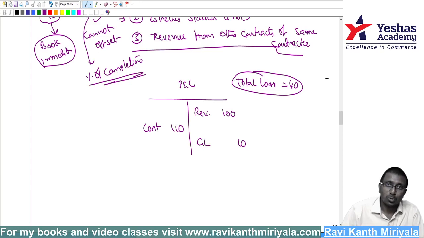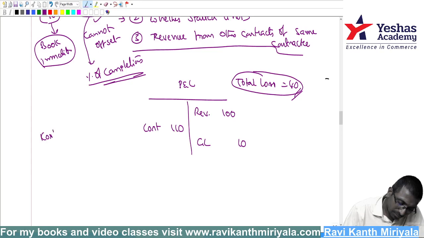Yes. But I will get a maximum loss of how much from this contract? 40 I will get. That's why you add another 30 rupees of loss now. Means what am I supposed to do? Loss due to contract account debit, to provision for loss. You have to make a provision for this.